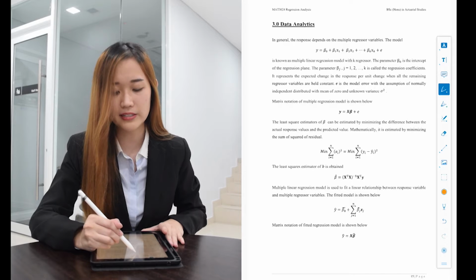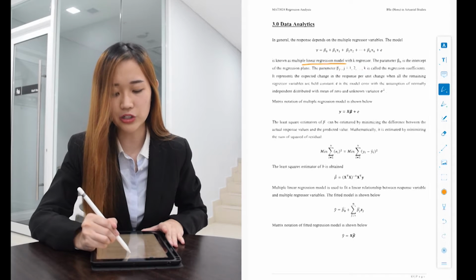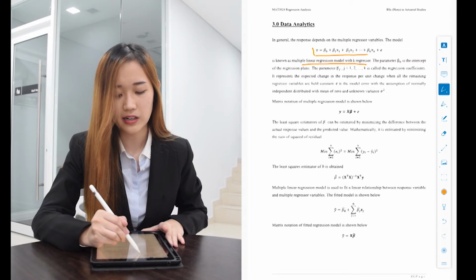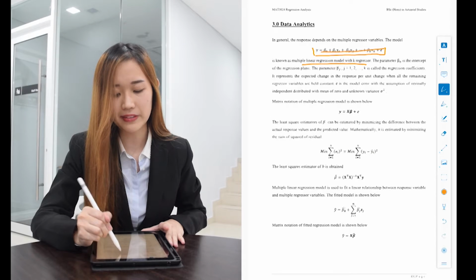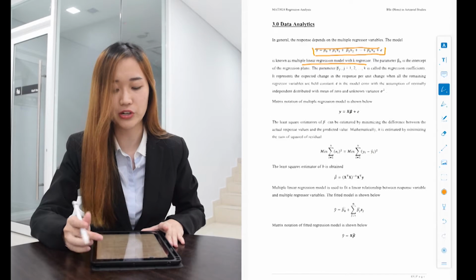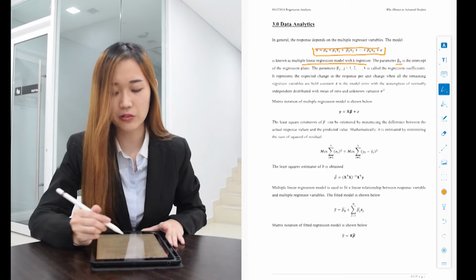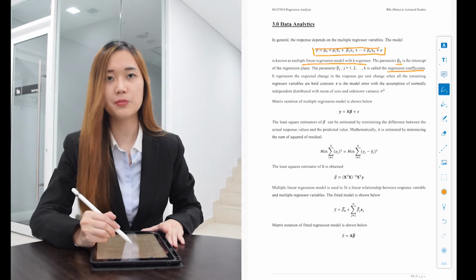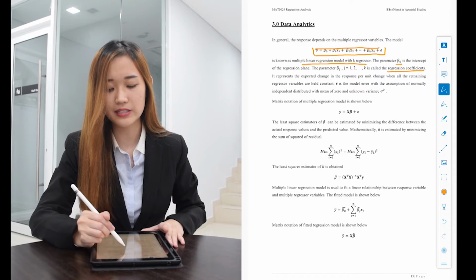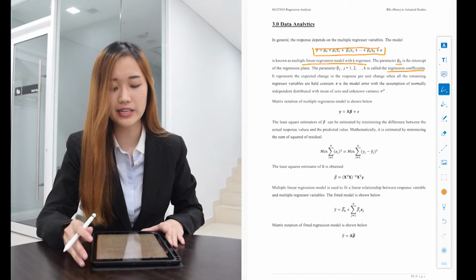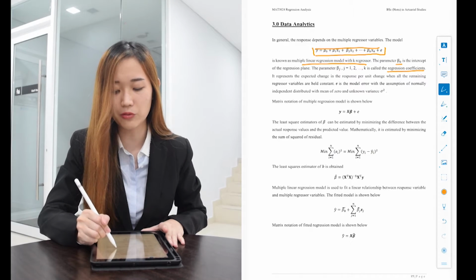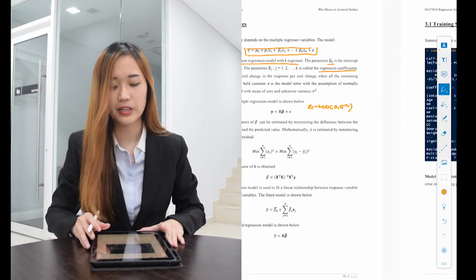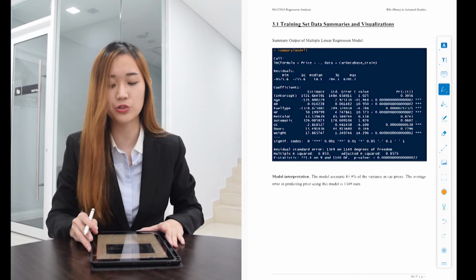So for the multiple linear regression model with k regressors, this is the formula. The parameter beta naught is the intercept of the regression plane, and this beta over here is the regression coefficient. For the epsilon, the model error is with the assumption of normally independently distributed with a mean of 0 and an unknown variance. And I'll proceed to the training set data summaries and visualization.